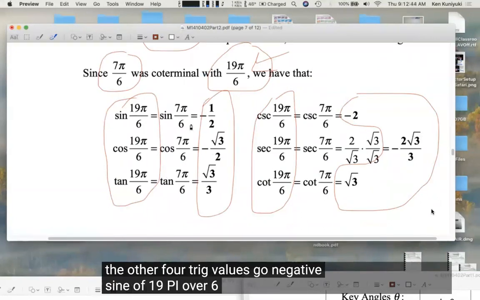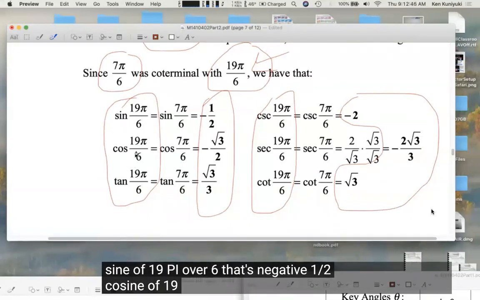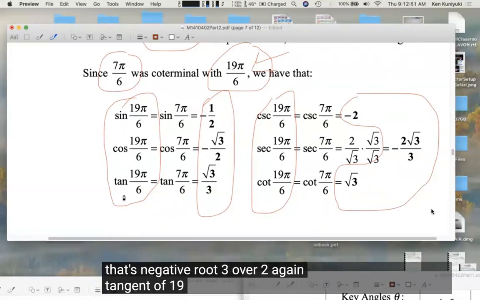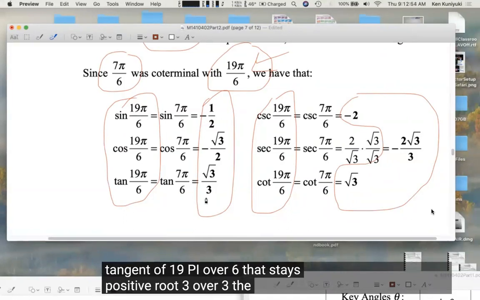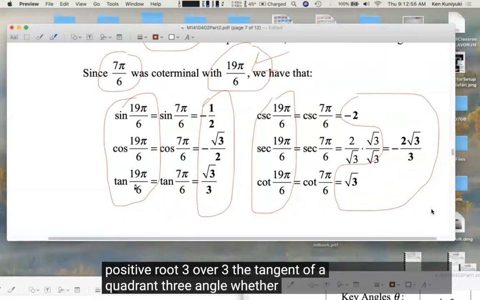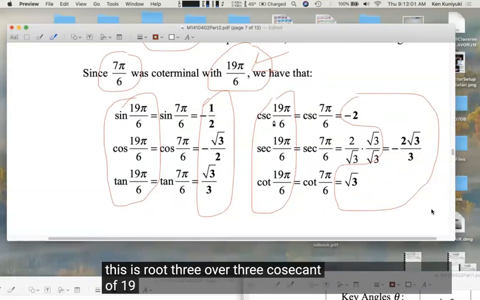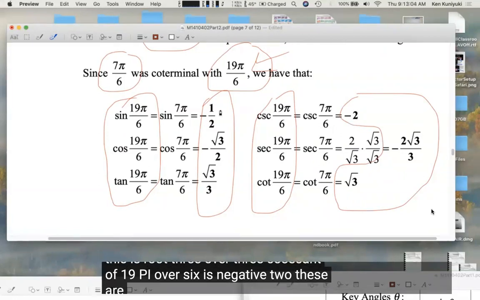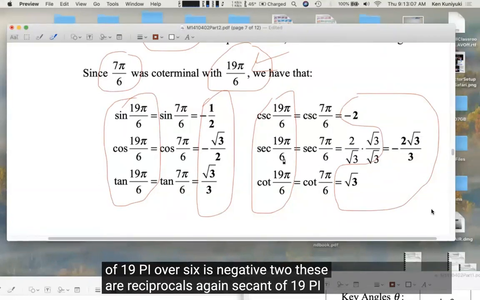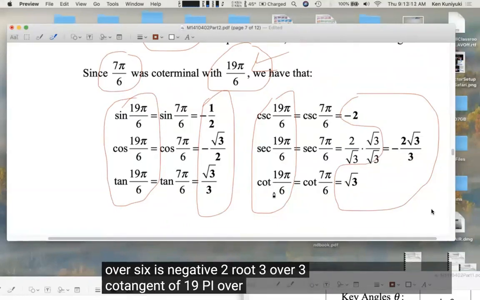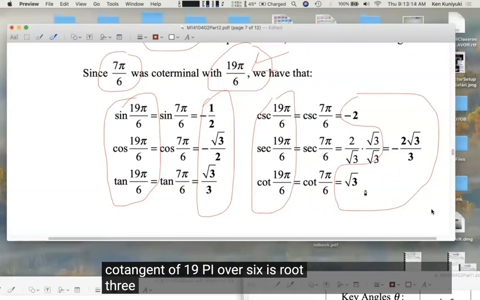Sine of 19 pi over 6, that's negative 1/2. Cosine of 19 pi over 6, that's negative √3/2. Again, tangent of 19 pi over 6, that stays positive, √3/3. The tangent of a quadrant 3 angle, whether this or this, is √3/3. Cosecant of 19 pi over 6 is negative 2. These are reciprocals again. Secant of 19 pi over 6 is negative 2√3/3. Cotangent of 19 pi over 6 is √3, like before. Not just for 7 pi over 6, but for pi over 6, the original reference angle.